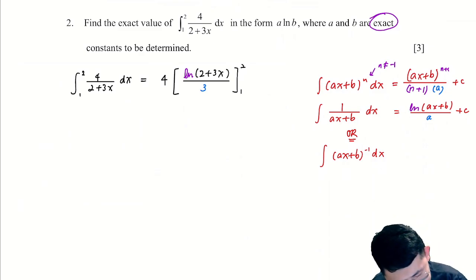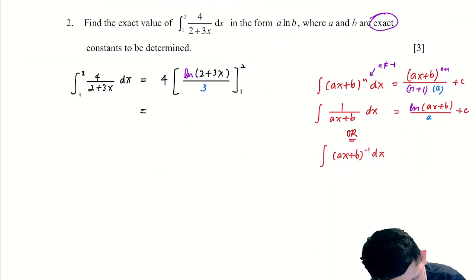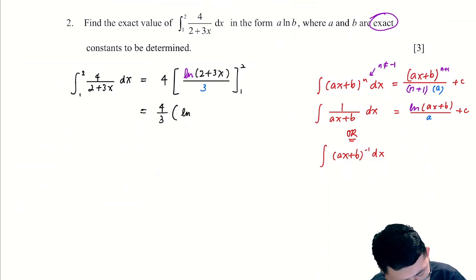Next, this 3 over here is a constant multiple, scalar multiple. I'll bring the 3 out as well, so I will get 4 over 3. Then I will have ln of, now I'm going to substitute 2 first, then substitute 1. Now why is this so? It is because of the following result.